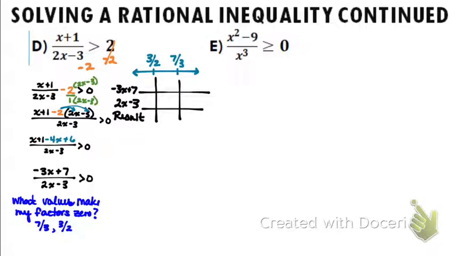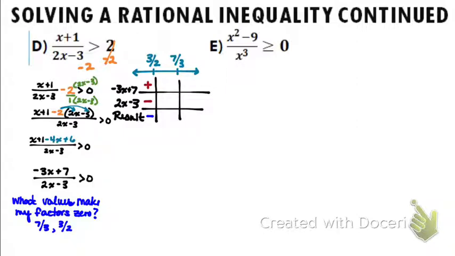Something smaller than 3 over 2. 1. So if I substitute 1 in right here, I have negative 3x plus 7. That's a positive. What about if I substitute in 1 here? Negative. For a final result that would be? Negative.